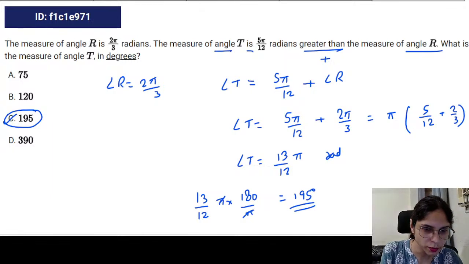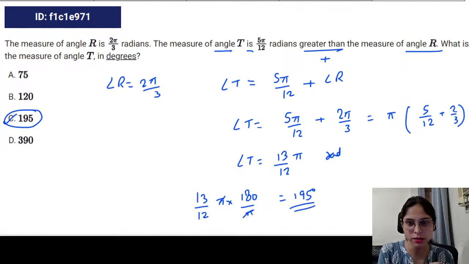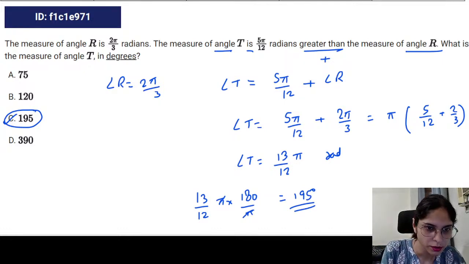Now there's one more question, question number 25. Because right now I am doing radian, degree and arc length questions, so equations we'll do separately. So question number is 25.